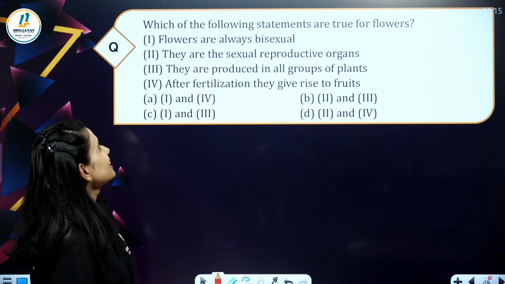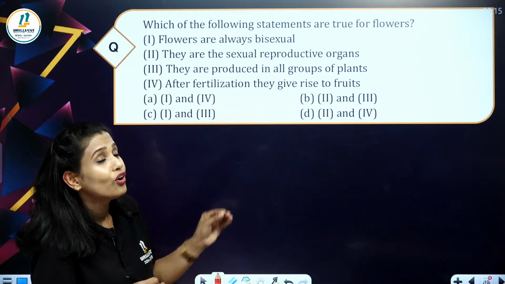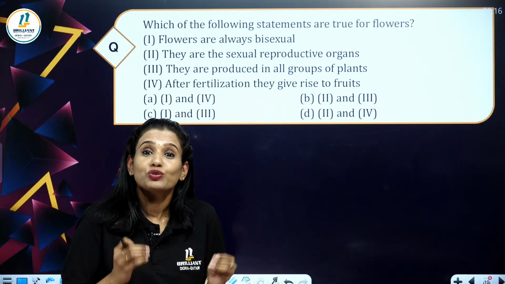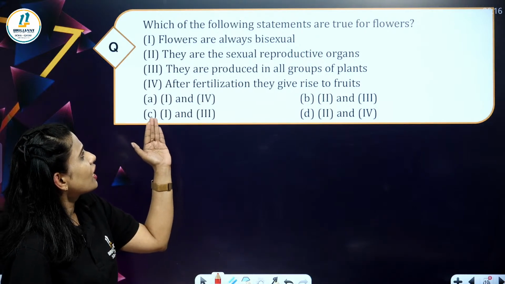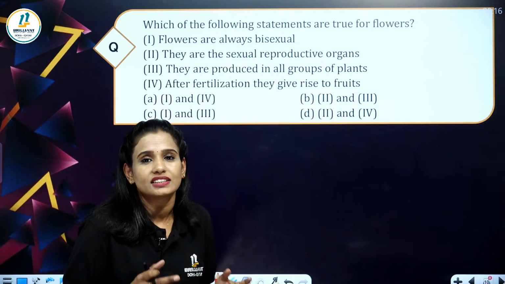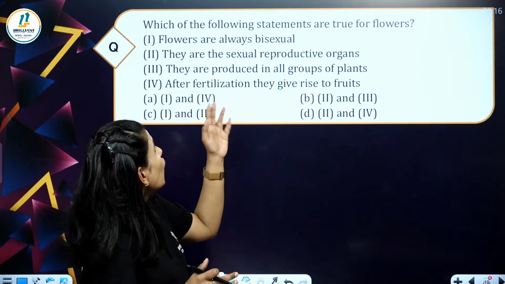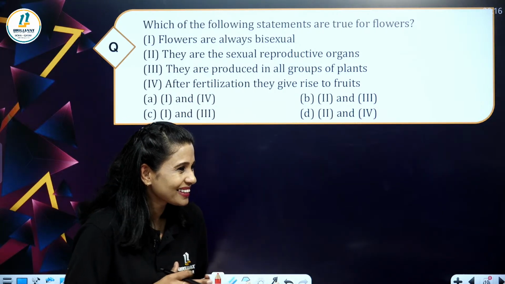Okay, the next question. Which of the following statements are true for flowers? See, flowers are always bisexual. The first statement is given: flowers are bisexual. Is that statement correct?